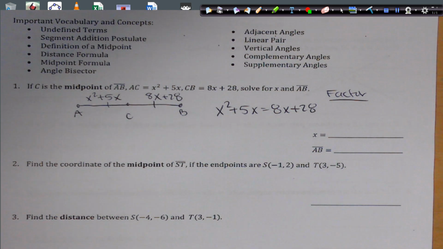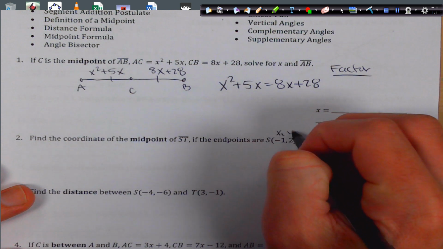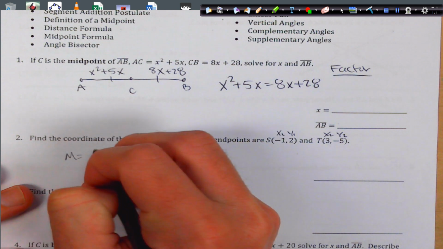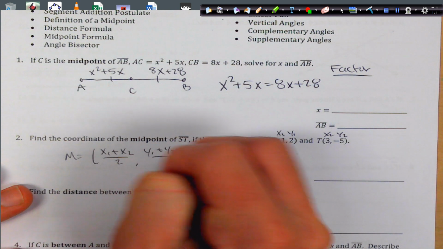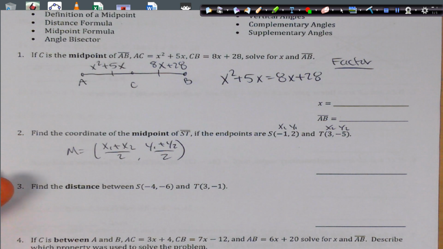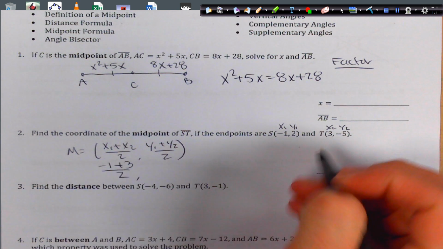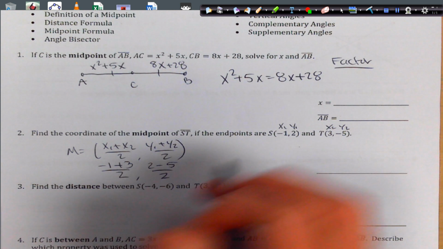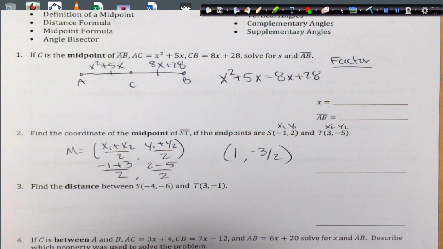Use the coordinates of the midpoint of ST, and here you have the two endpoints. So I'm going to label this x1, y1, x2, y2, and our midpoint formula is x1 plus x2 divided by 2, and y1 plus y2 divided by 2. And so all we have to do is add our x's, add our y's, and average them. So we're going to get negative 1 plus 3 divided by 2, and 2 minus 5 divided by 2. That's going to become 2 divided by 2, which is 1. This is going to be negative 3 divided by 2, which I can leave as negative 3 halves.